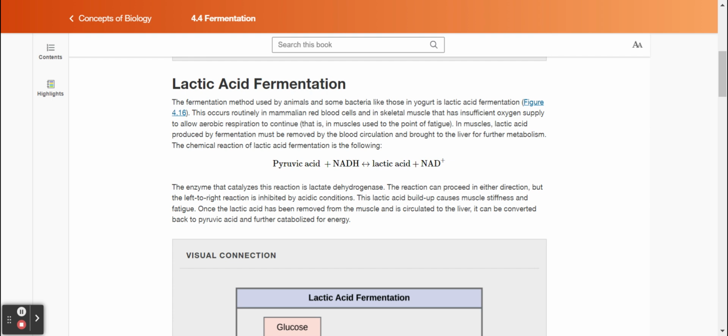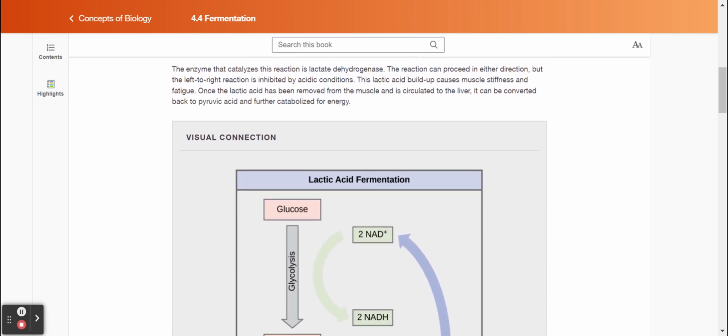Pyruvic acid plus NADH produces lactic acid plus NAD+, and that's a reversible reaction. The enzyme that catalyzes this reaction is lactate dehydrogenase. The reaction can proceed in either direction, but the left-to-right reaction is inhibited by acidic conditions. This lactic acid buildup causes muscle stiffness and fatigue. Once the lactic acid has been removed from the muscles and is circulated to the liver, it can be converted back to pyruvic acid and further catabolized for energy.